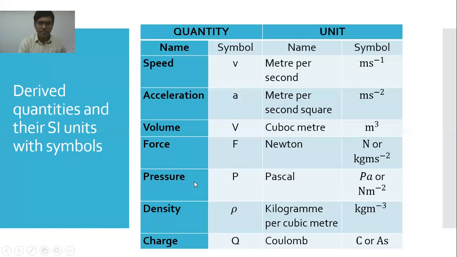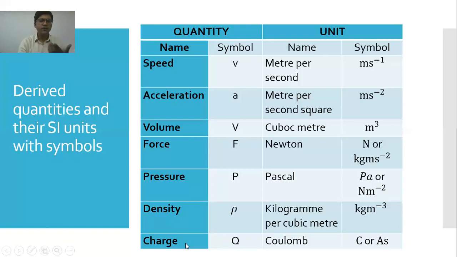Then we have pressure. Its unit is Pascal and its symbol is Pa, or it is also represented by Newton per meter square. Both are the same, but mostly we use Pascal. Then we have density and its symbol is rho. It is not actually a p, it is only similar to p, and we call it rho, R-H-O. Its unit is kilogram per meter cube, which is represented by kg m^-3. This is the symbol.